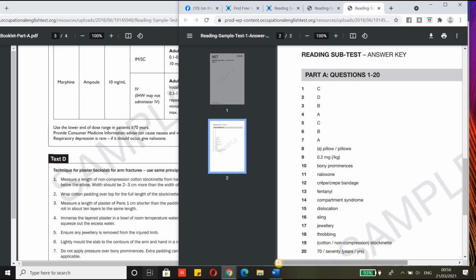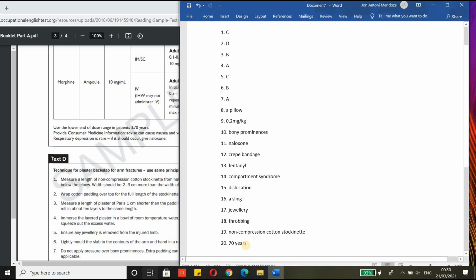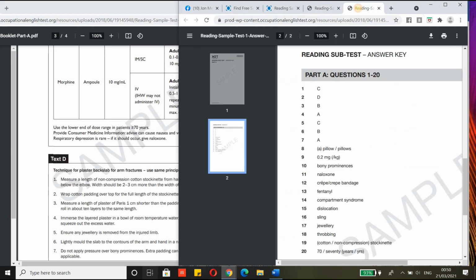And then lastly, we can see 70 years here. What's the question for that? Patients aged blank and over shouldn't be given the higher doses of pain relief. That means we should use the lower end of the dose range in patients greater than or equal to 70 years. So 70 years should be enough here. You don't have to put the greater than because you've got the word over. So I did put 70 years, and the answer key says 70 years.